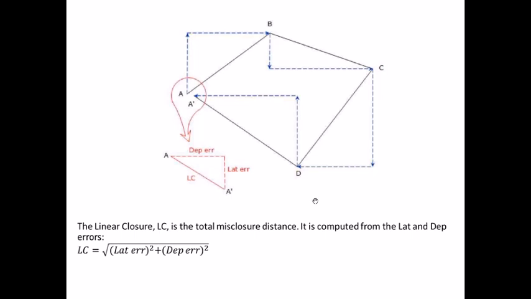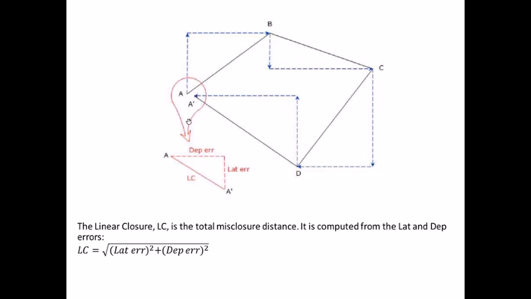So as we discussed before, the summation of latitude and departure must be equal to zero. And if it is not equal to zero, then it means that when you close a loop, when you complete the loop, the last line does not intersect the first point. So the distance by which it fails to intersect is the error in your closure.